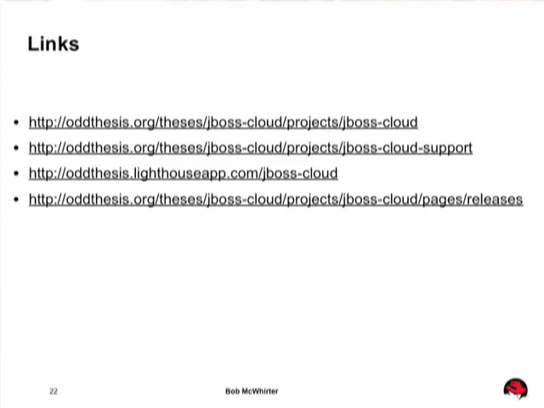Or for further information, you can go to the JBoss Cloud or Cloud Support projects on the site. We have a Lighthouse, which is a bug tracker if you have any problems or any requests. We're looking for use cases of what people want to run in the cloud, what would make you happy to be able to boot up quickly. And the last one there is our release page that tells you about all the AMIs that we have published, and when we have a new beta out, we'll list them there.